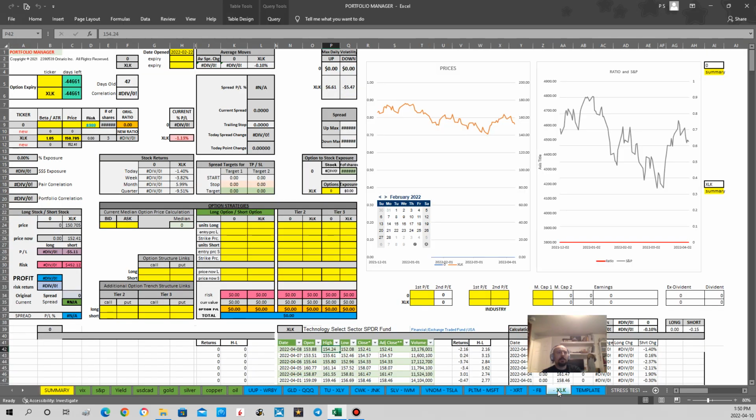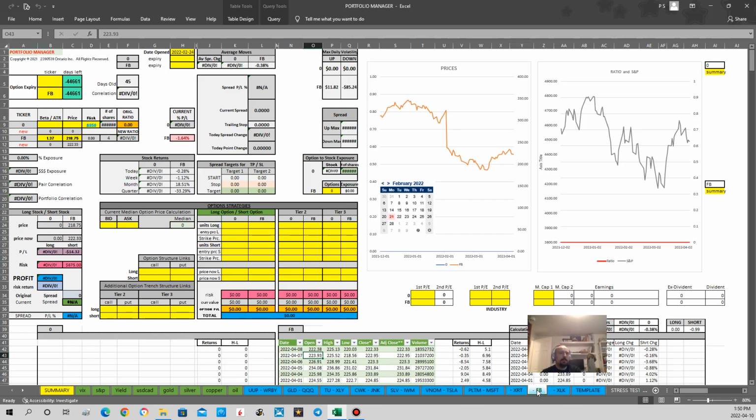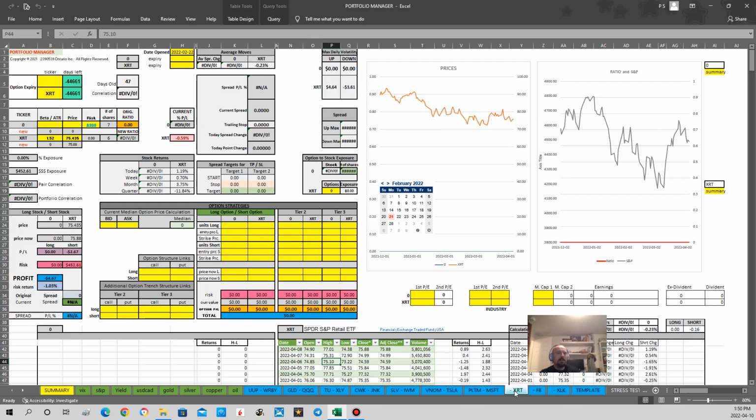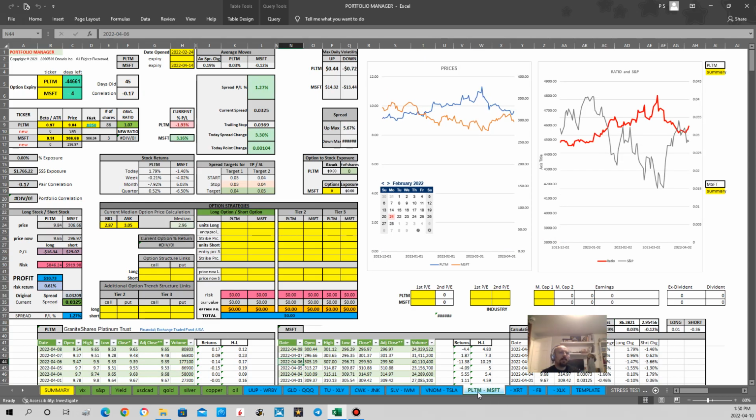So let's look from the back here. Here's my XLK and its performance. It seems like it's following the S&P, which I'm expecting to go down from here. So I believe the GDP will drop actually at the end of this month as well. From 7, we're going to go down to close to 0, my prediction anyway, but don't take my word for it. XRT retail sector. There's your platinum, long platinum, and short Microsoft.